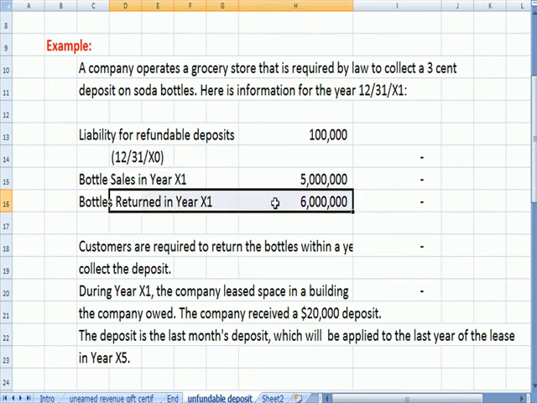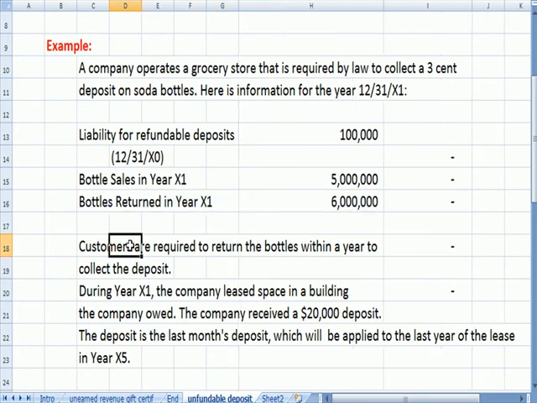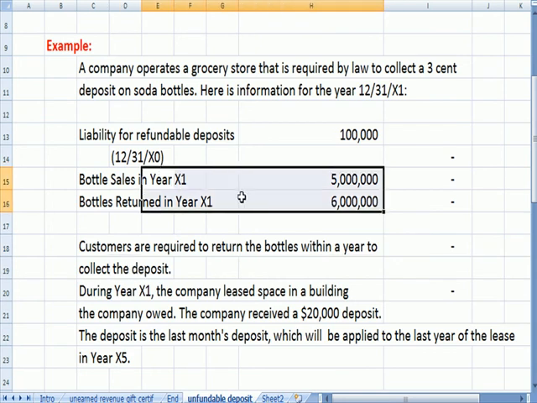Now that would be year one and years before year one. So we've got 2 years going on, because customers are required to return the bottle within a year to collect the deposit. So during X1, some of the returns are X1 and some of them are X0.